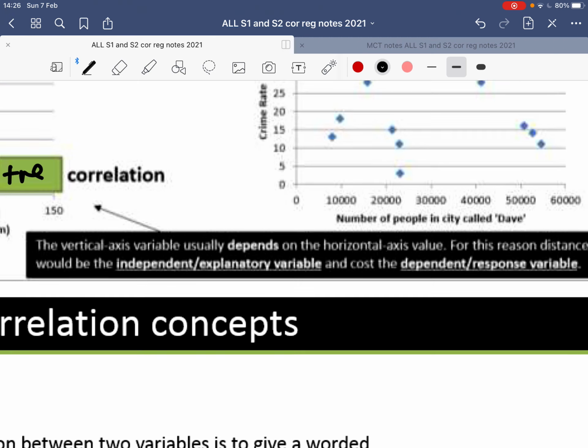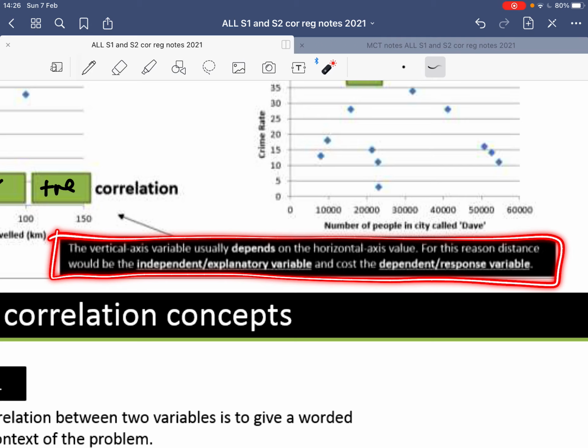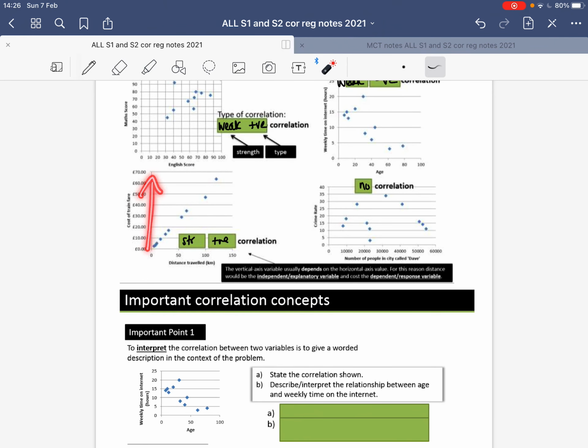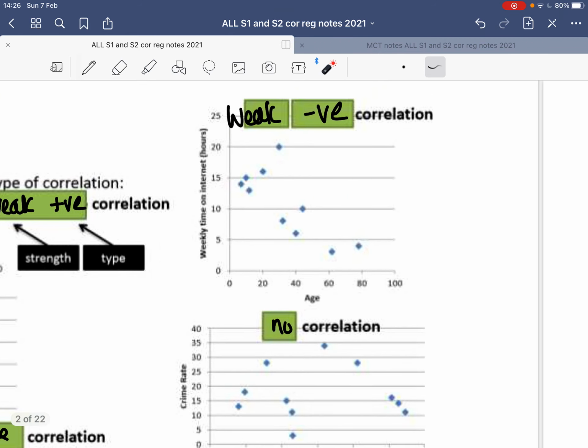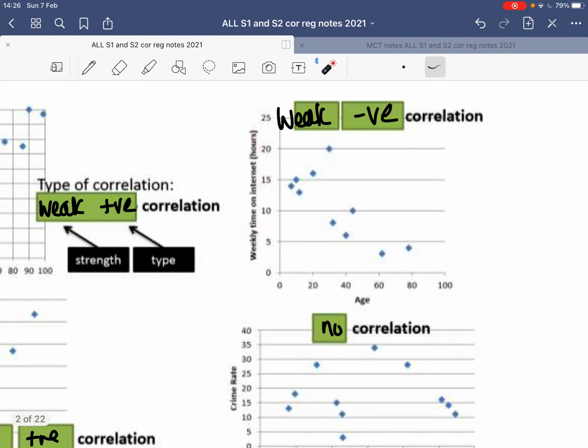Okay, now this bit down here is really important. This is something you must remember for today, which is some vocabulary. So the vertical axis, the y-axis, the thing on the y-axis depends on the thing on the x-axis. Okay, that's how we plot it. So this example was weekly time on the internet in hours on the y-axis and your age, okay? So the insinuation is that this is the thing which you fix, your age, and then the thing on the y-axis, how long you spend on the internet, is dependent upon your age.